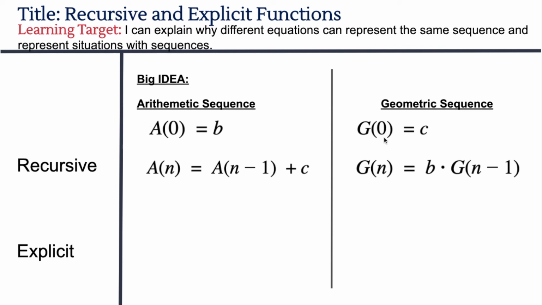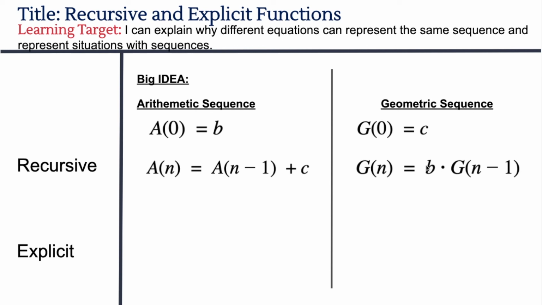Geometric is a similar idea. You have to say where it starts. Well, g of 0 is going to start at c. And with a geometric series, we're always multiplying by the same number. So I'm choosing to multiply by b here. So b times the previous term is going to give me my next term. So the previous term times b, previous term times b, the previous term times b, and that'll give me my sequence.